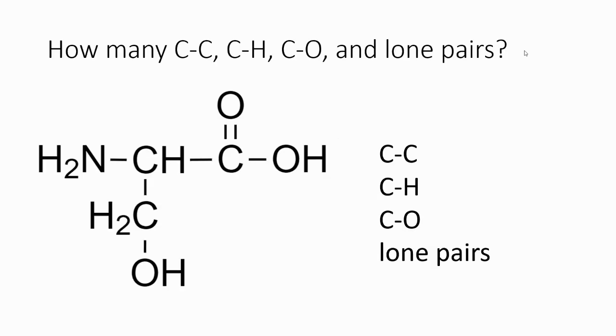All right. So the other thing that we need to practice is looking at a condensed structure and then counting how many different carbon-carbon bonds, how many carbon-hydrogen bonds there are, and how many carbon-oxygen bonds there are, and then how many lone pairs. So if we're looking at this molecule here, how many carbon-to-carbon bonds are there? 2. Good. Yes, so let's draw those.